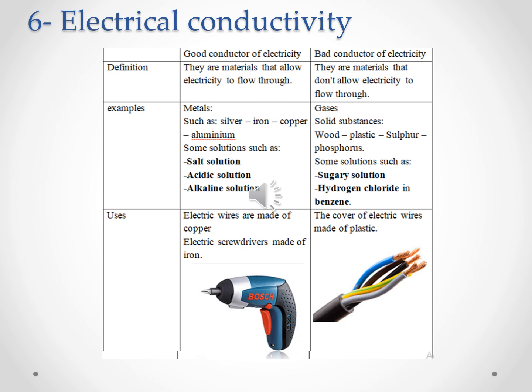You have to know that we have another solution which is a bad conductor of electricity, which is sugary solution. So we will make a comparison between the solutions which are bad conductors of electricity and the solutions which are good conductors of electricity. The solutions which are bad conductors of electricity are hydrogen chloride in benzene and sugary solution. And the solutions that are good conductors of electricity are the acidic solution, alkaline solution, and some salt solutions.